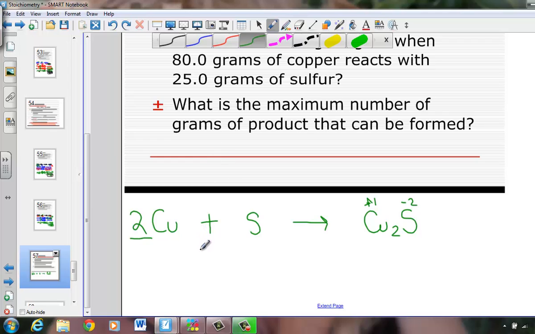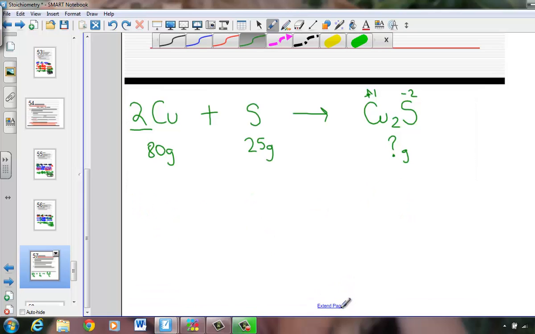Let's tabulate what we're given in terms of information. What is the limiting reagent if I have 80 grams of copper reacting with 25 grams of sulfur? And I'm going to keep reading because I like to know. We're going to be asked, what's the maximum number of grams of product that can be formed? So we want to know the maximum yield of the product. Once we determine the limiting reagent, we'll always be asked to determine how much excess reagent was left over, unconsumed, unreacted.